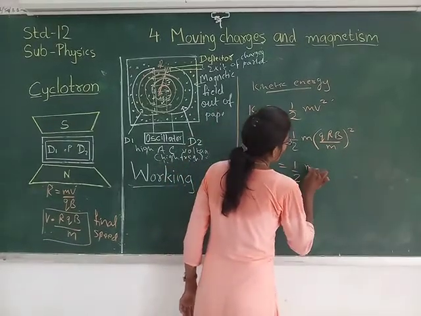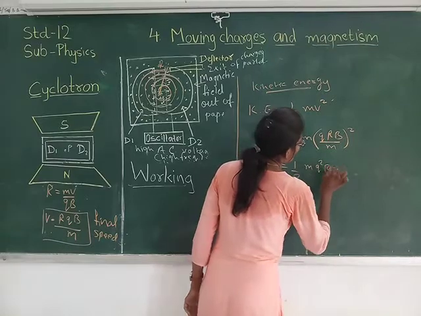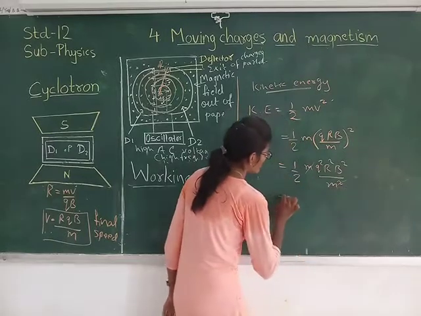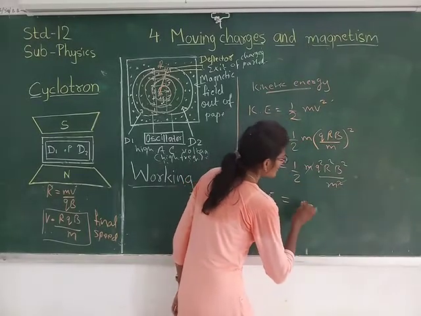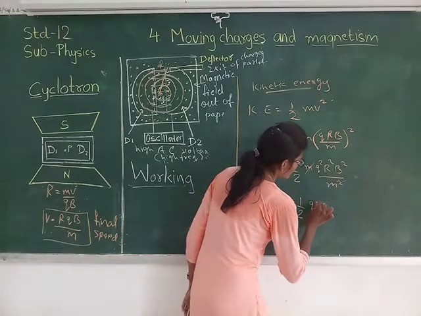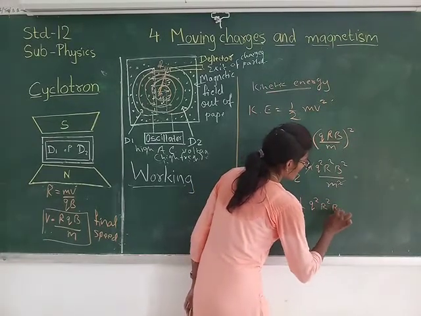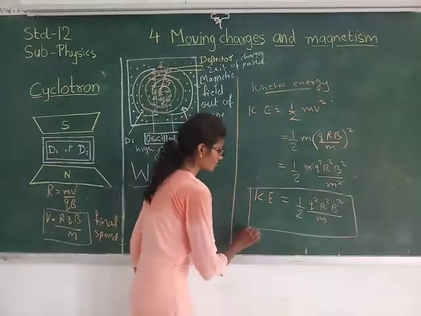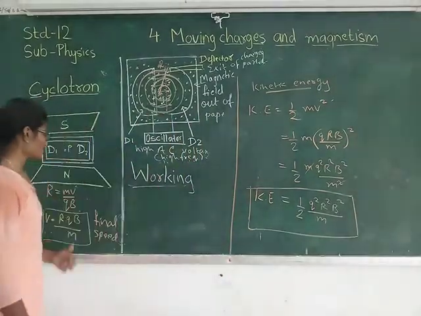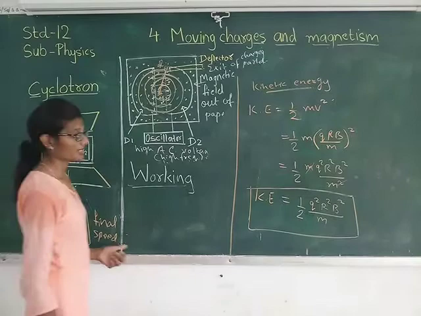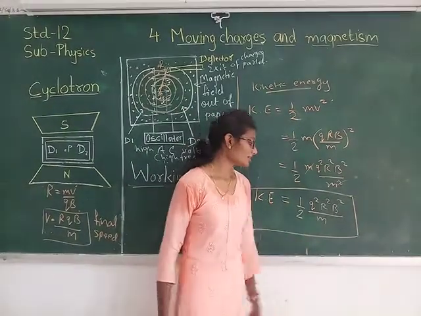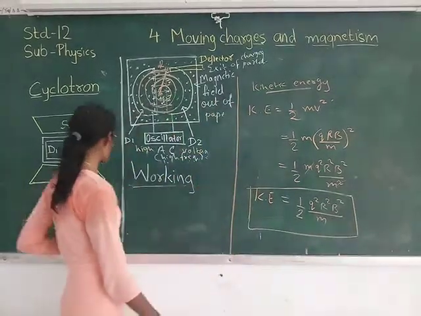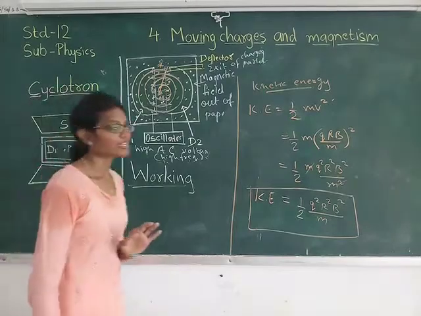So half m q squared R squared B squared upon m squared. So this gets cancelled, and the kinetic energy will be equal to half q squared R squared B squared upon m. This is the kinetic energy of the charged particle. So this is the final speed of the charged particle, and the energy attained by the charged particle is equal to half q squared R squared B squared upon m. These are the two important things you should note down: the final speed as well as the energy.